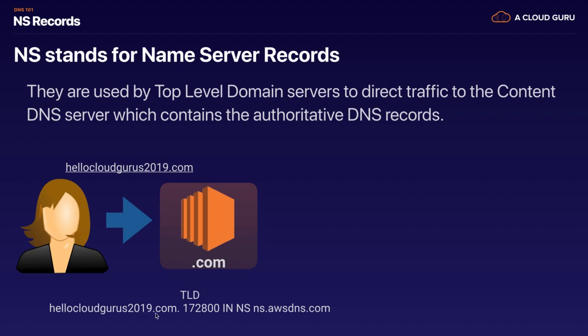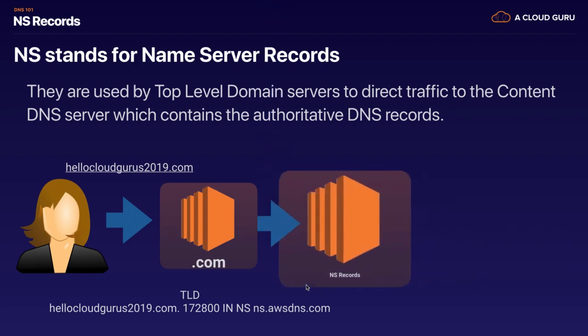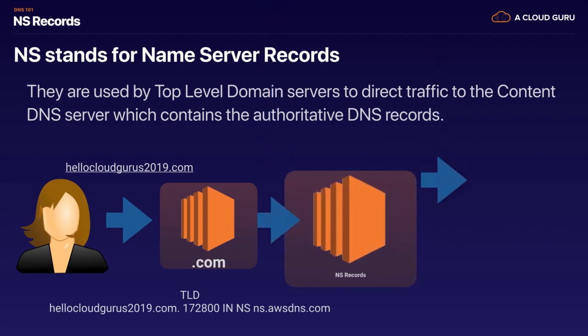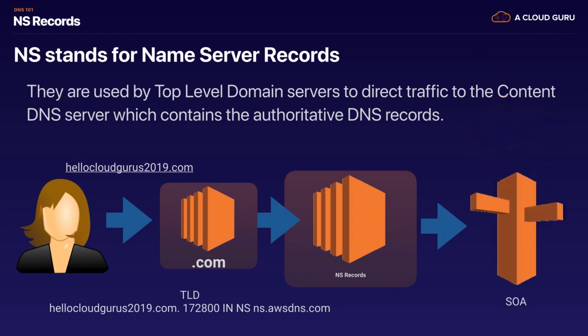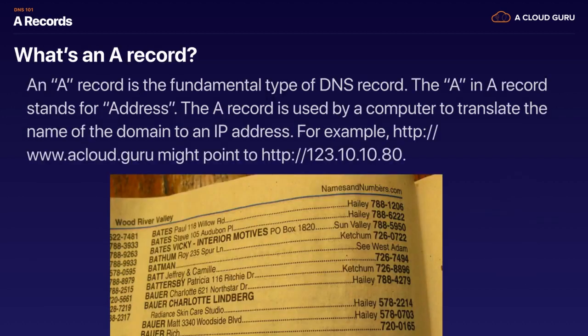It's going to contain something similar to this. It's going to have the top level domain, and then it's basically going to have the name server. So it's going to give it a name server record, and it's going to point to ns.awsdns.com, and that's the name server record. We then go and query the NS records, and the NS records are going to give us the start of authority. So it's going to give us the start of authority, and inside the start of authority, that's where we're going to have all our DNS records. And our DNS records consist of different things.